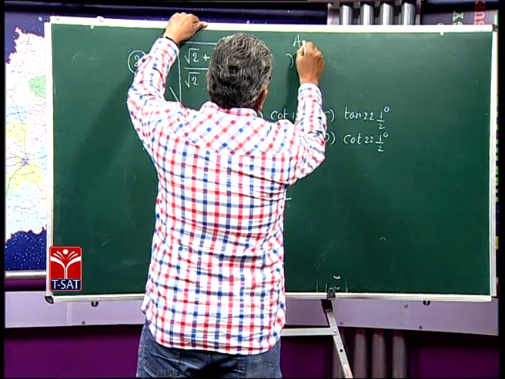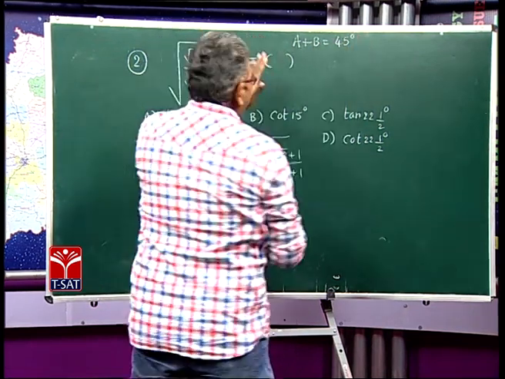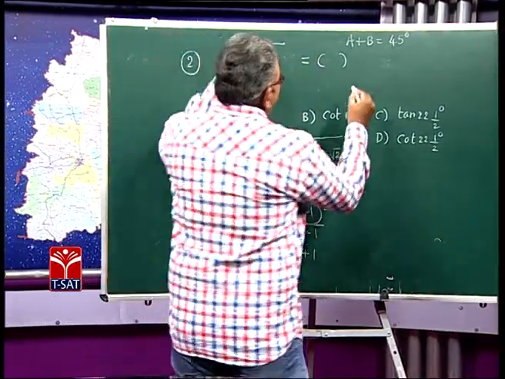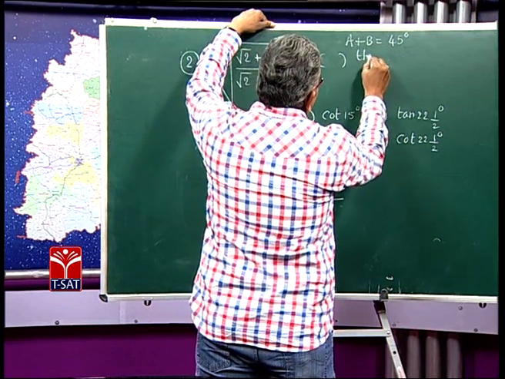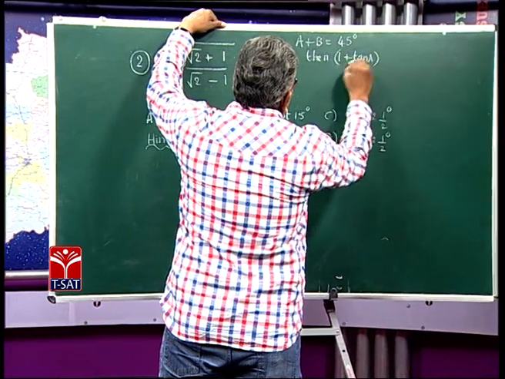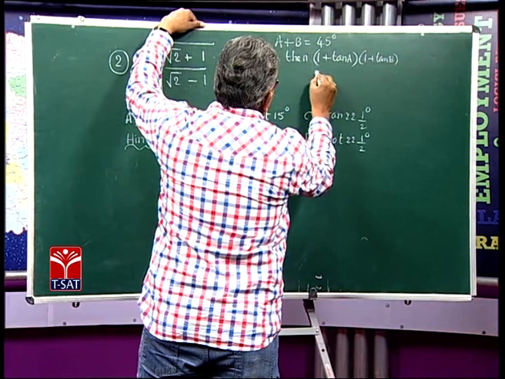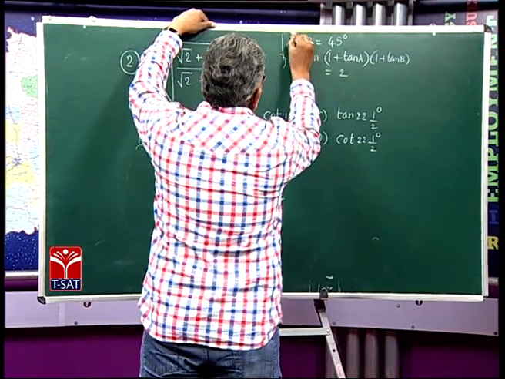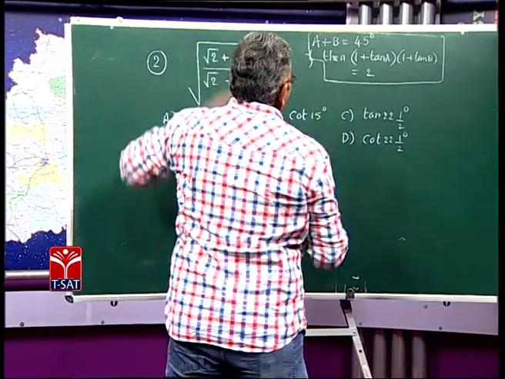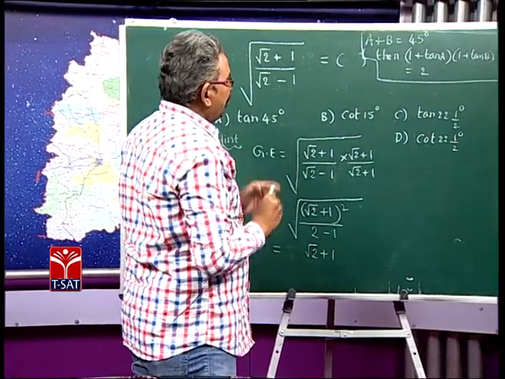A plus B is equal to 45 degrees. Provided A plus B is equal to 45 degrees, then (1 plus tan A) into (1 plus tan B) is equal to 2. This is a very, very important result to be remembered.